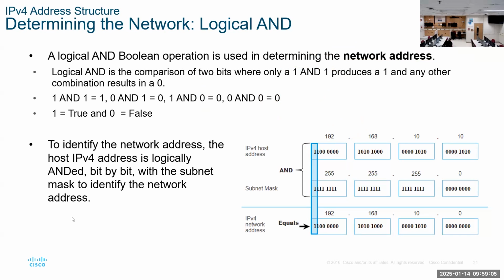Before you send from the source to the destination, you have to figure out if the destination is on the same network. Why? Because if it is on the same network, you can send to it directly, just like if I want to talk to you, I talk to you directly. But if it's not on the same network, the computer has to send it to the default gateway or home router.